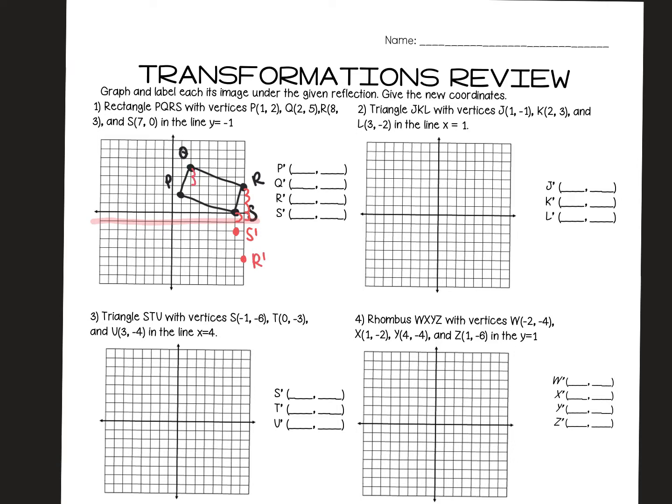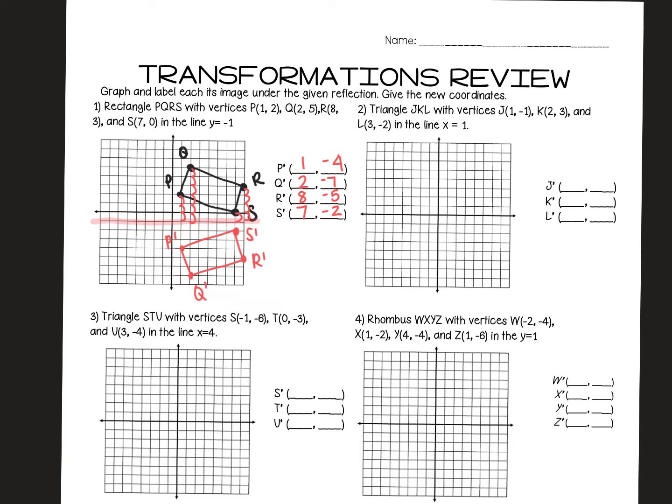Q is 1, 2, 3, 4, 5, 6. So again, 1, 2, 3, 4, 5, 6. And lastly, P is 1, 2, 3 away. So 1, 2, 3. P prime would end up right here. Then you want to fill in your ordered pairs. So P prime is at (1, -4). Q prime is at (2, -7). R prime is (8, -5). And S prime is (7, -2).